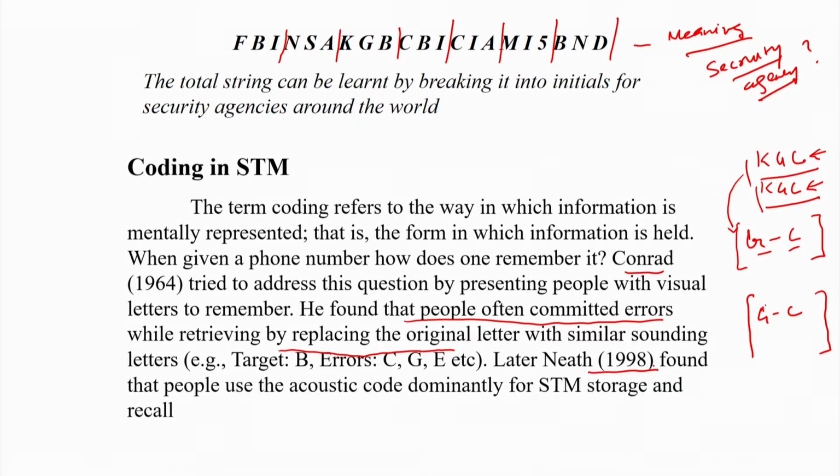Neath, in 1988, found that people use acoustic code dominantly for STM storage and recall. So basically, people do some kind of subvocal rehearsal. It is not mental images, not imagery, that people make of items in the STM. People generally make an acoustic trace. Let us not use the word image here. So an acoustic trace of any information which has to be put into the STM, and then they remember it that way.